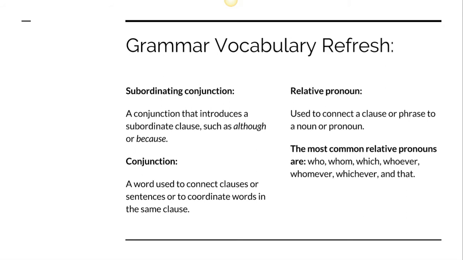On the other hand, we have relative pronouns. Relative pronouns are used to connect a clause or phrase to a noun or a pronoun. I have a short list of the most common relative pronouns. If you can remember this short list, it will help you to identify your relative pronouns and in turn your dependent clauses. The most common relative pronouns are who, whom, which, whoever, whomever, whichever, and that. Of course, there are more relative pronouns than just these, but these are the most common ones you will run into the most often.